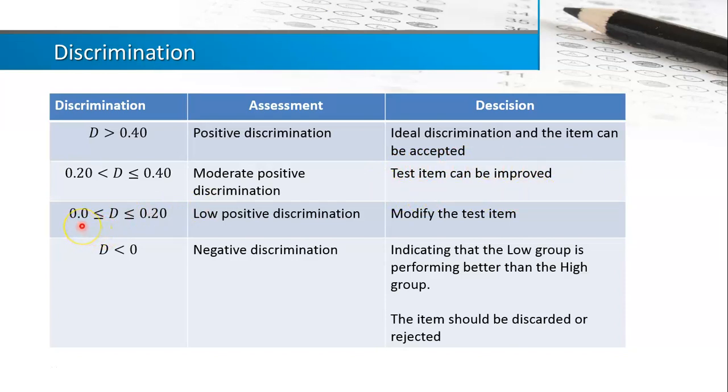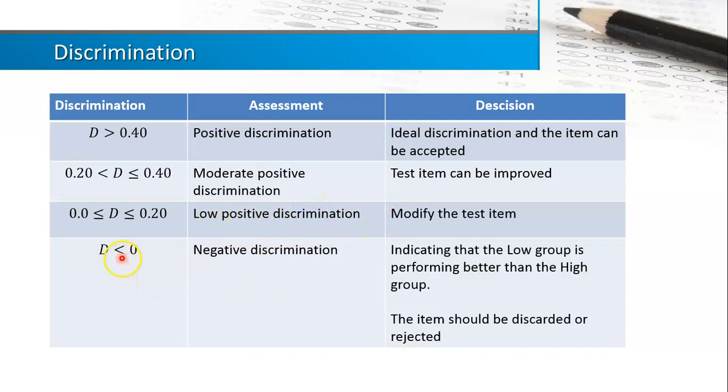But if you have D between 0 and 0.2, it can be called low positive discrimination. You either can modify the test item if you want, or maybe you can just discard this kind of item because it has low positive discrimination.